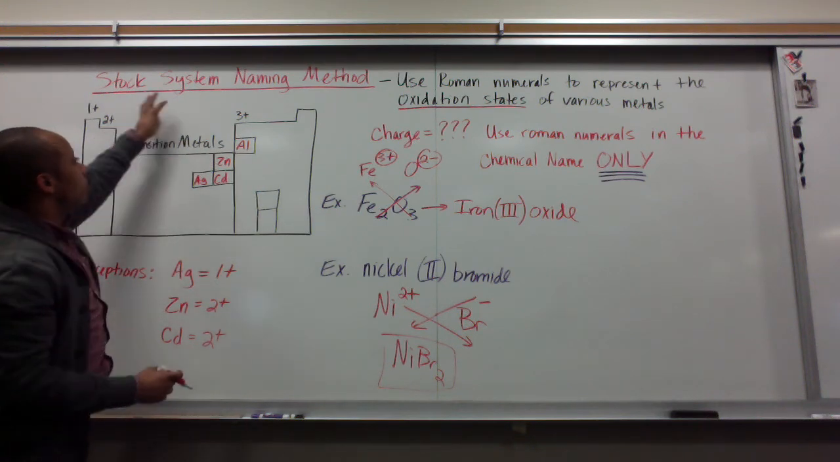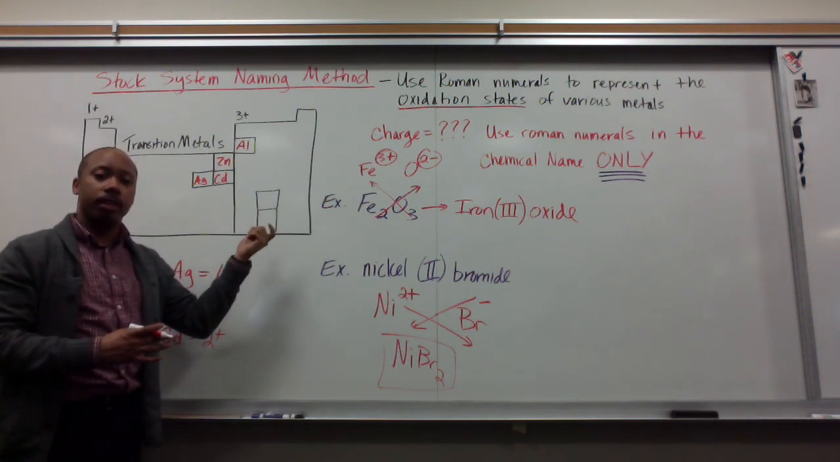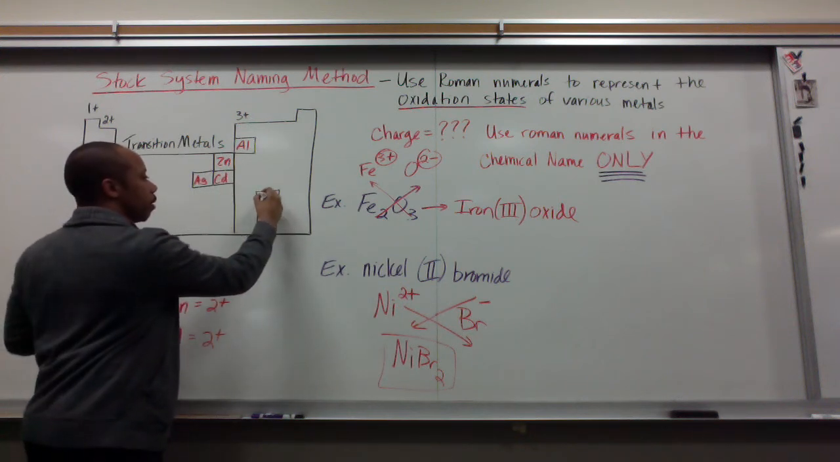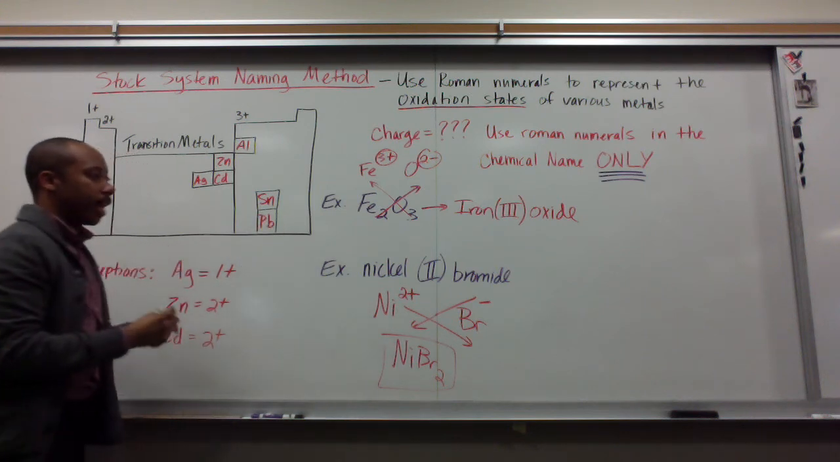We also use the stock system naming method with elements in group 4A at the bottom. Metals here in group 4A, they're in my other metals category down here at the bottom. Namely Sn, which is tin, and Pb, which is lead.